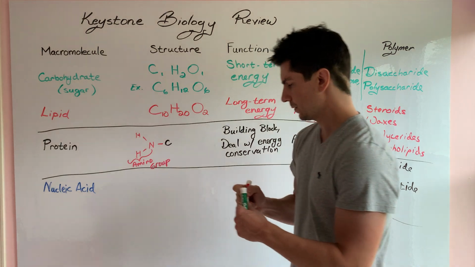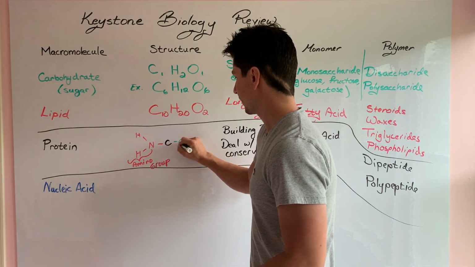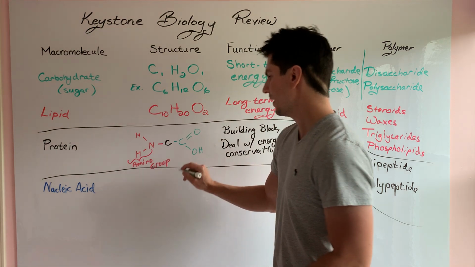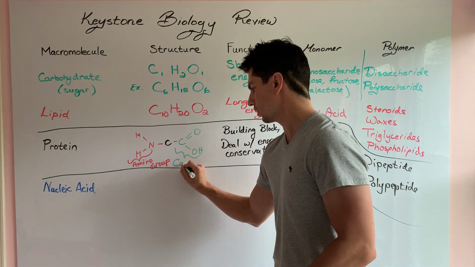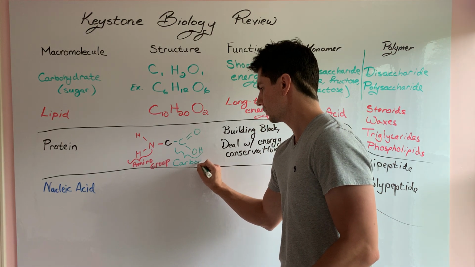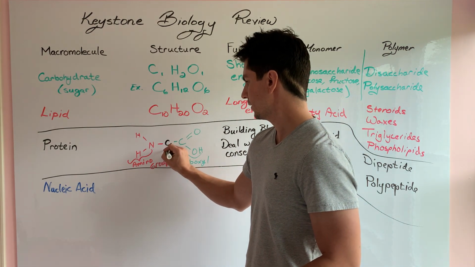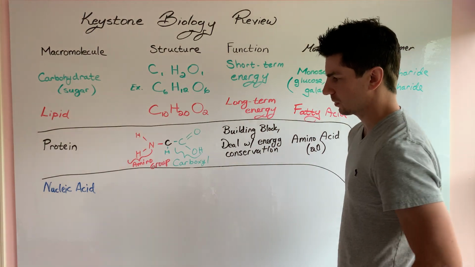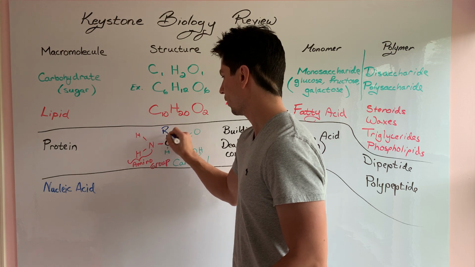An amino group, okay? On the other side, we're going to have a carbon double bonded to an oxygen and then bonded to an OH or a hydroxyl group. And this is called a carboxyl group. All right? Down below the carbon, we're going to have a little hydrogen atom attached. And now above the carbon, we are going to have R.